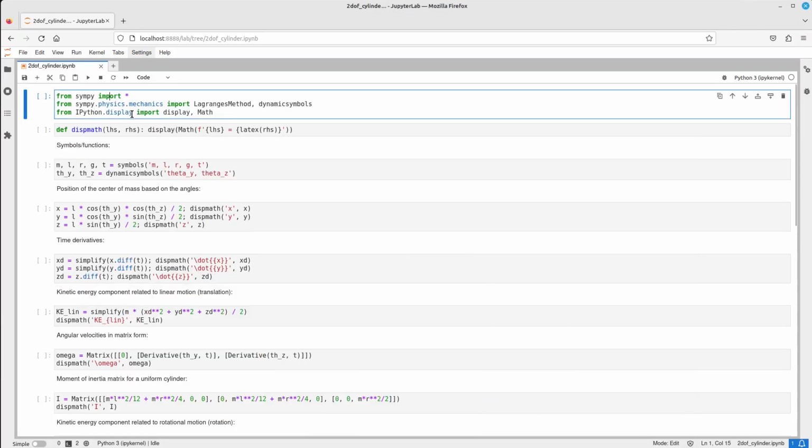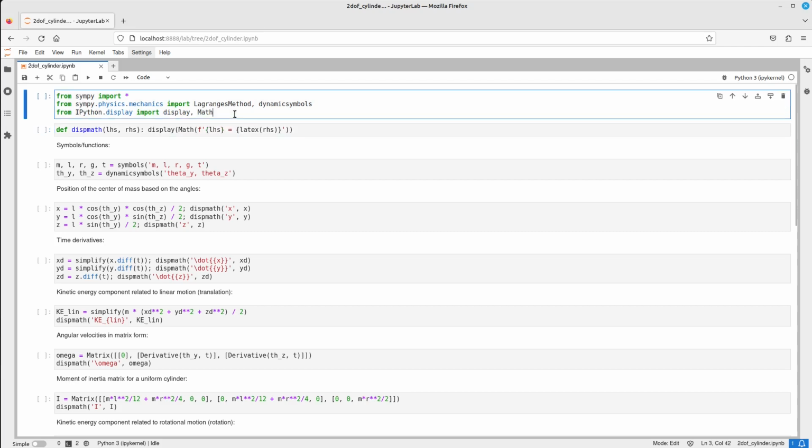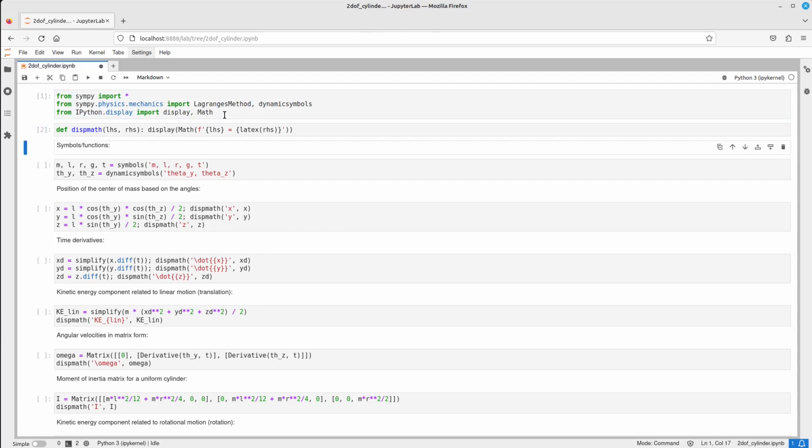Okay, so right here I have my imports. I'm importing SymPy, basically everything from that library, and then from SymPy physics mechanics I import Lagrange's method, this class here, and the function called dynamic symbols, and also some stuff for display purposes. So I also have this helper function to make the output look nicer. Right, so let's run this first cell and the second one as well.